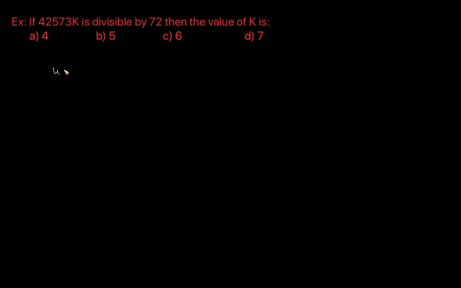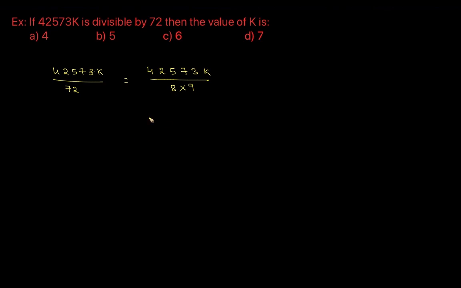The next question is, if 42573k is divisible by 72, then the value of k is? What he told is that 42573k should be divisible by 72. So how can we do? We did not learn the rule for 72, but still we can find it. 72 I can write as 8 into 9. Now I know the divisibility rule for 8 and divisibility rule for 9.